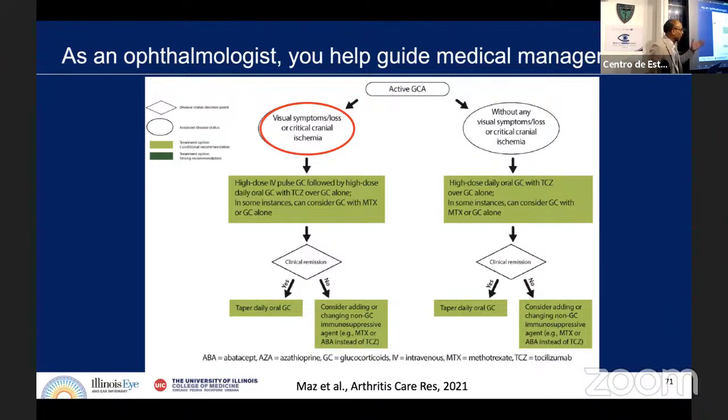As ophthalmologists, we generally think that for vision loss, we need to use IV steroid. It has better bioavailability. Not because we're going to recover the vision in the first eye, but we want to prevent the second eye. Without visual symptoms, very often a rheumatologist will use much lower doses that we think are not adequate for the eye. So that's why our input is important.